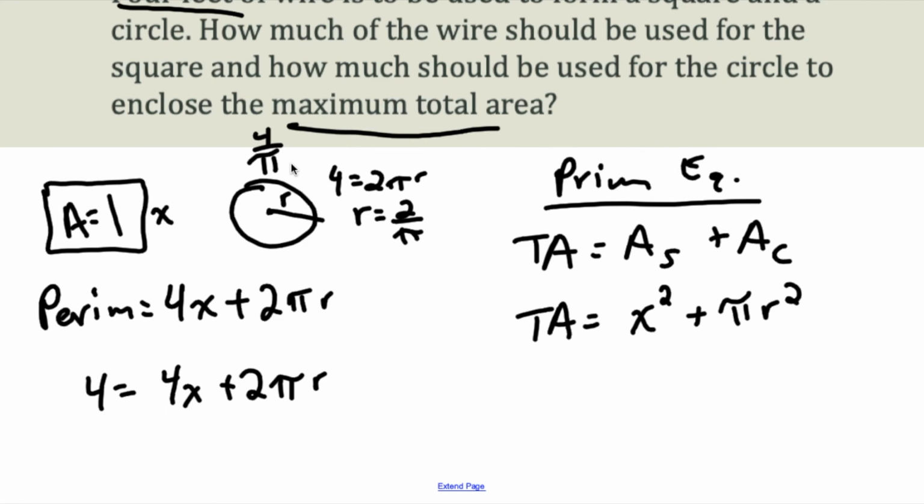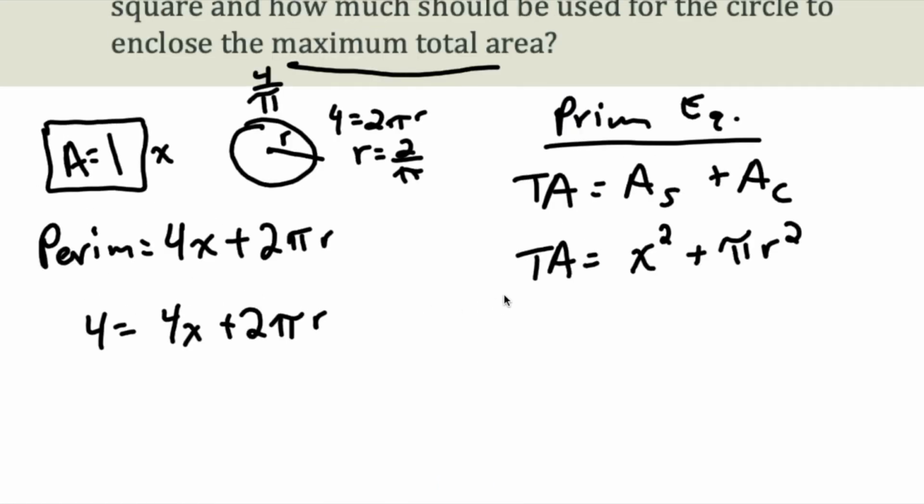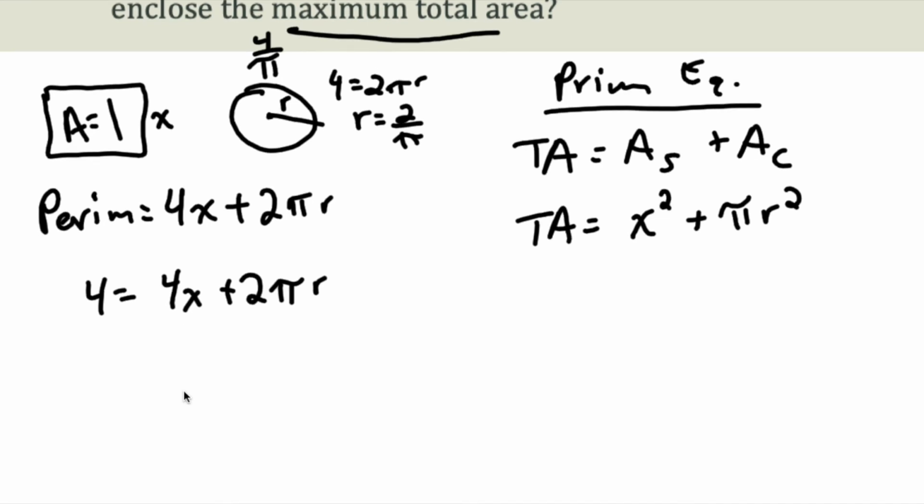But we want to know how much should be used for the square and the circle. So there's going to be some point where we get a maximum area, which may or may not be greater than this area, but we want to know if we're using this wire for both of them, what would that be? Anyway, that's just kind of a side note there. But let me come back to this problem. So we either have to solve this perimeter equation for x or for r in order to solve this. It doesn't really matter. I'm just going to solve it for r. So first of all, divide everything by 2.